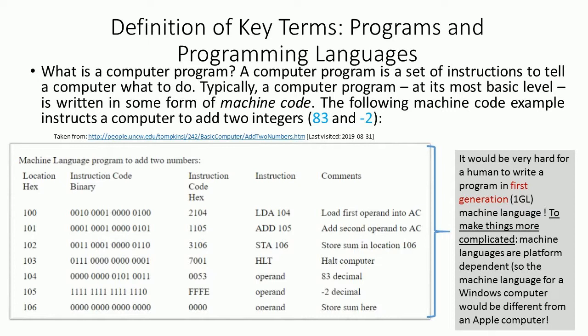Typically, a computer program, at its most basic level, is written in some form of machine code. The following machine code example instructs a computer to add two integers, 83 and -2. It would be very hard for a human to write a program in first-generation 1GL machine language. To make things more complicated, machine languages are platform-dependent, so the machine language for a Windows computer would be different from an Apple computer.